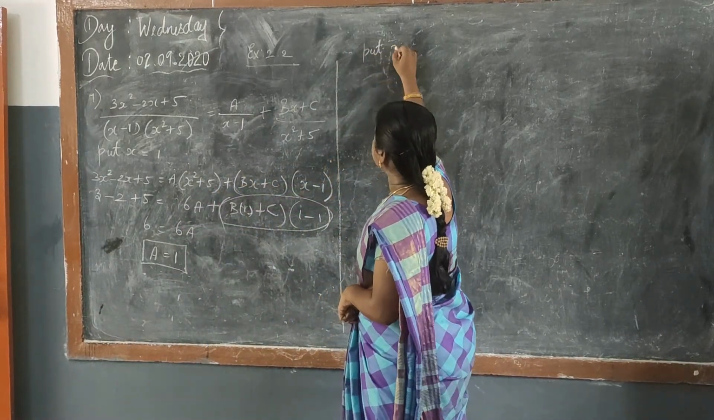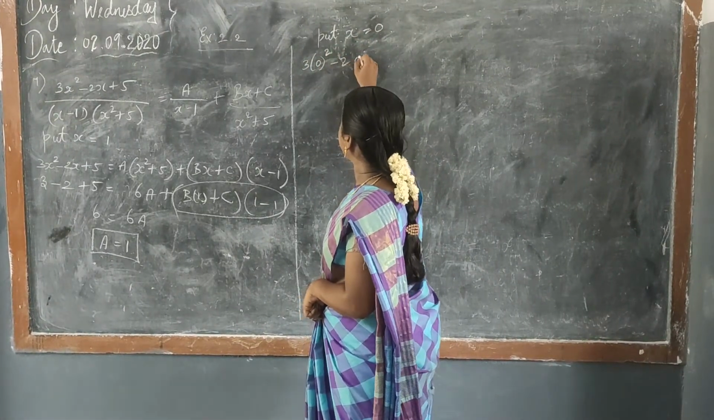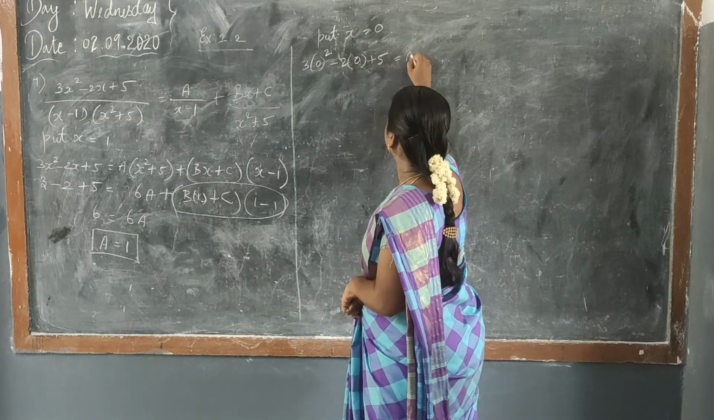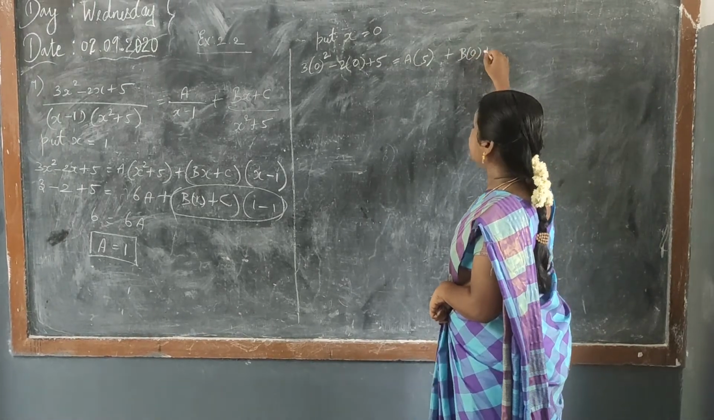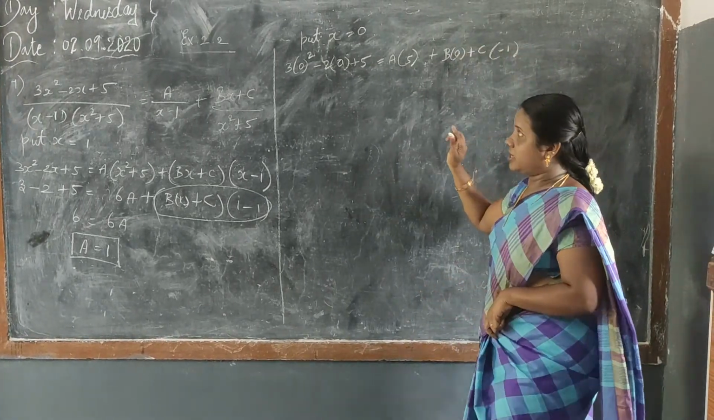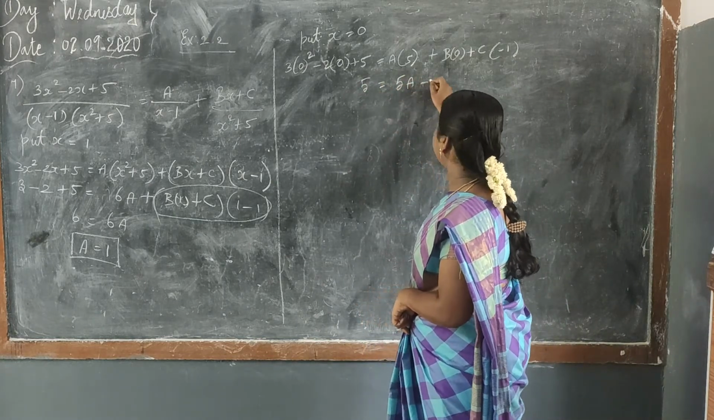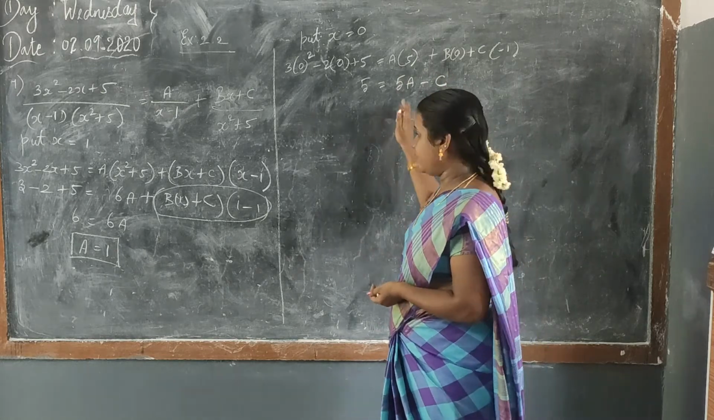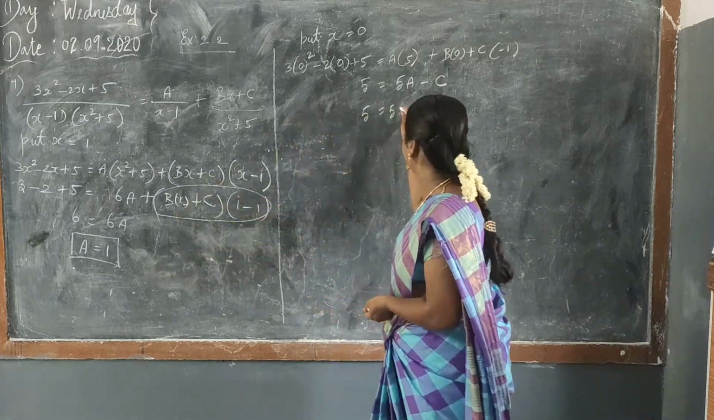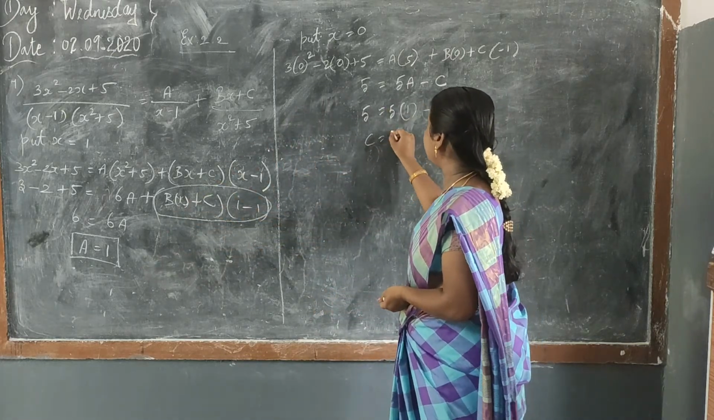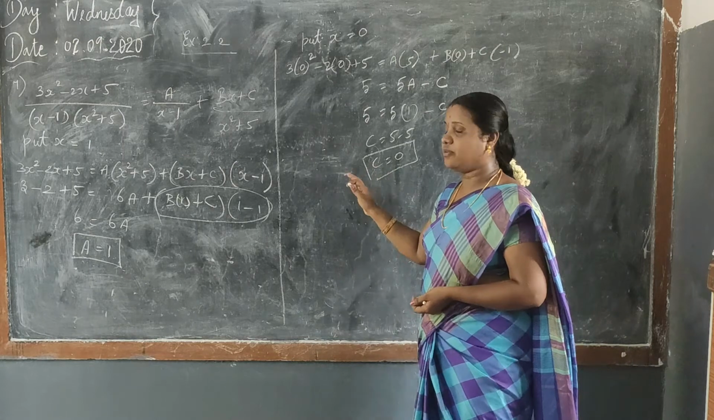Put x is equal to 0 now. Write 0 in the place of x. So 3 into 0 minus 2 into 0 plus 5 is 5, plus 0 plus c, and 0 minus 1 is minus 1. So what will come here? 5 is equal to 5a minus c. Substitute the value of a, which is 1 here. So 5 is equal to 5 minus c. C is equal to 5 minus 5, 0. Now I got the value of c as 0. Like this, find the value of b.